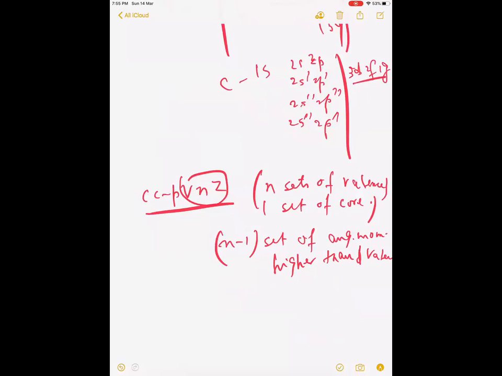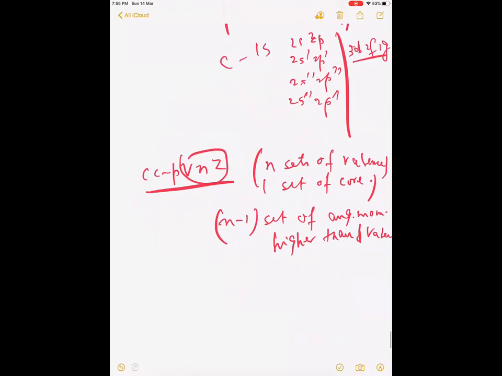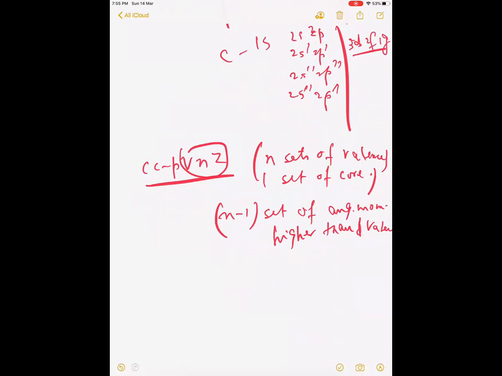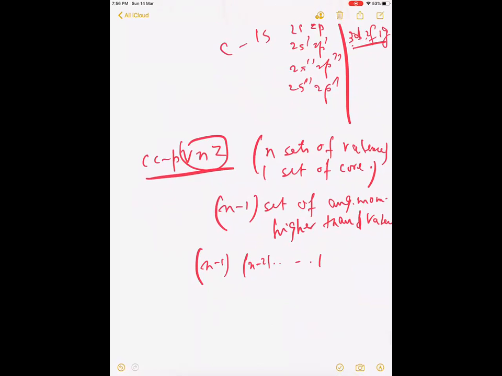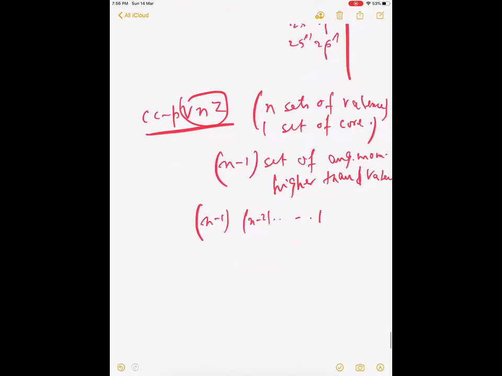So for double zeta, only 1. For triple zeta, I'll have 2 sets. Quadruple zeta, I'll have 3 sets, and so on. And their number will go as this: N-1, N-2, up to 1. So you can see for 4, N-1 is 3, N-2 is 2, N-3 is 1. I hope the mathematics is very clear. And those are all going to be higher than the valence. So I think I don't need to do more in the CCPVQZ and so on.